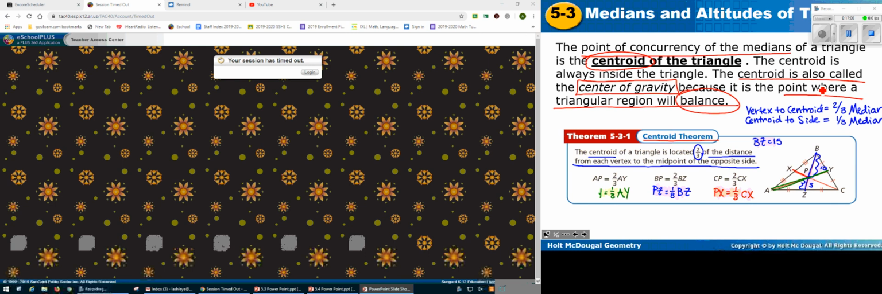I'm going to add that up here. So this would be the 2/3 part and this would be the 1/3 part. Everybody clear on centroid theorem?